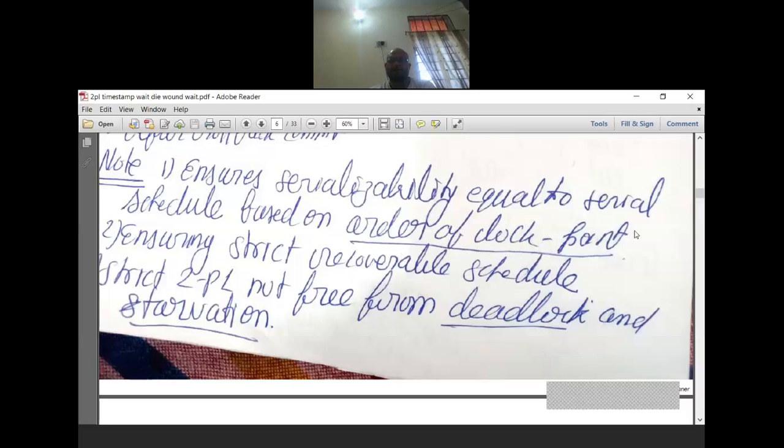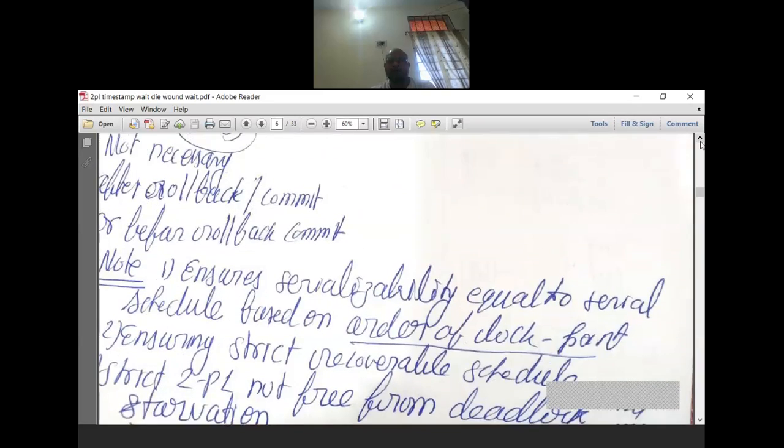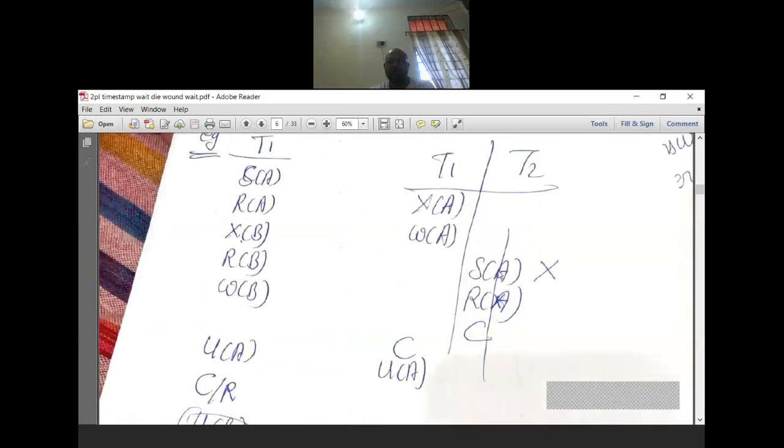I will show it in this example also. What is the lock point? It is asking for the lock, and it is committing the transaction. So suppose it is unlocking this over here. Suppose it is unlocked. Then this is the lock point. That means after locking all the data items, the first unlock, if it is done over here, that is the lock point. Before the first unlock, it is the lock.